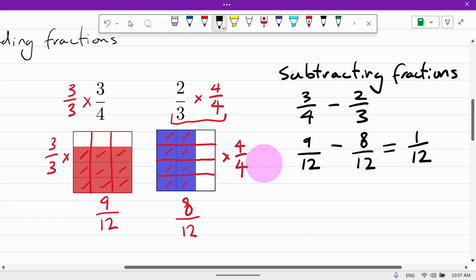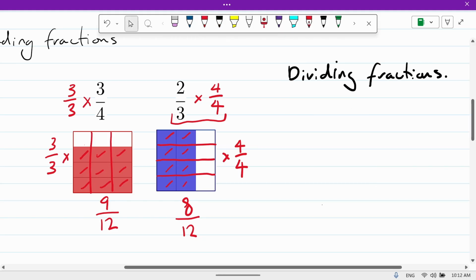Visually, we have 9, 1, 2, 3, 4, 5, 6, 7, 8, 9 shaded 12ths, take away 1, 2, 3, 4, 5, 6, 7, 8 shaded 12ths, which leaves us with our 1/12.